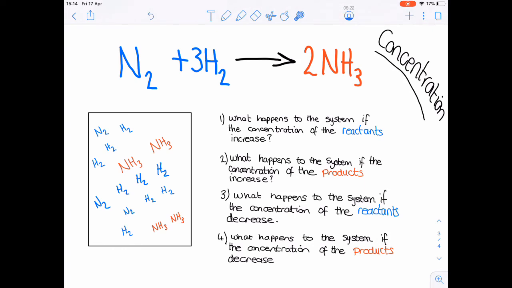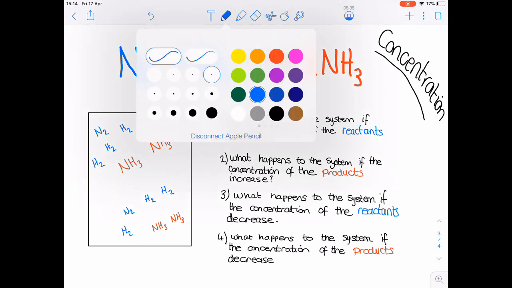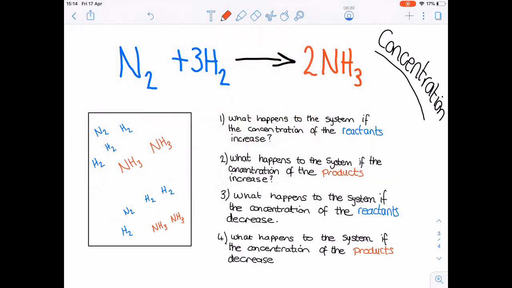So question 2, what happens to the system if the concentration of the products increase? I'm just going to rub out those extra ones that I just drew and I'm going to add in red the products, because this time is if the products increase. So NH3 and then NH3. So now there's more products in here, so they can react. There's more products for them to collide, so therefore they're more likely to collide. So the bigger reaction is going to be the backwards reaction, because these are going to be colliding at a greater rate because there's more of them.